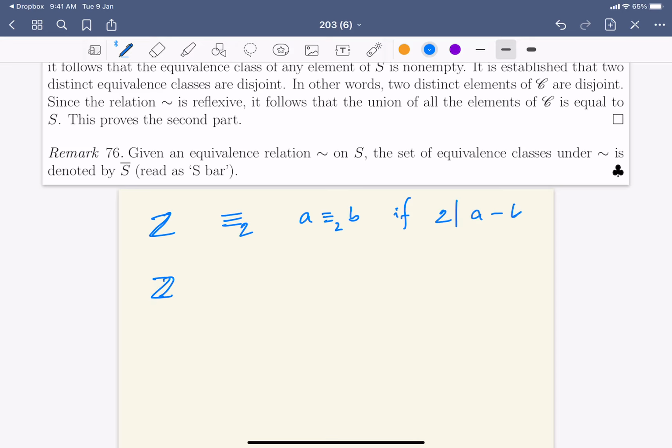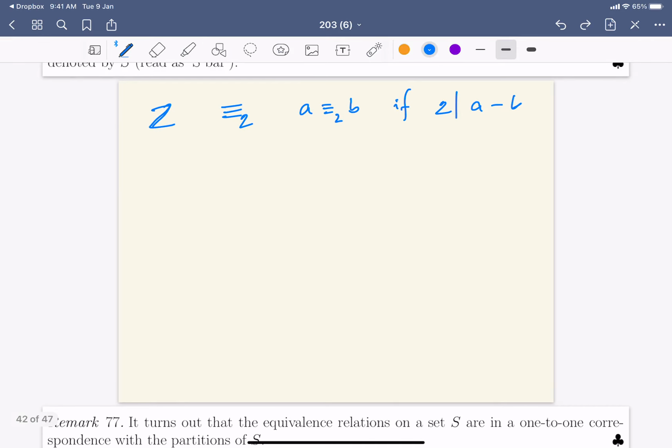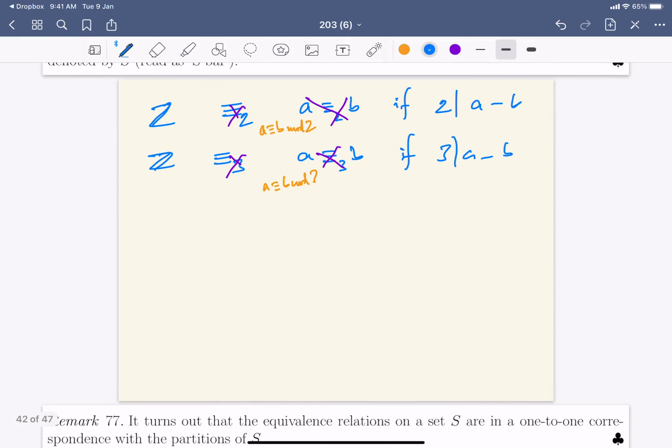On Z, one can also define another relation, the congruence modulo 3 relation. This is somewhat non-standard; the standard notation is A congruent to B mod 2, and A congruent to B mod 3. Let's not follow these notations, but I'll take the liberty for a while.